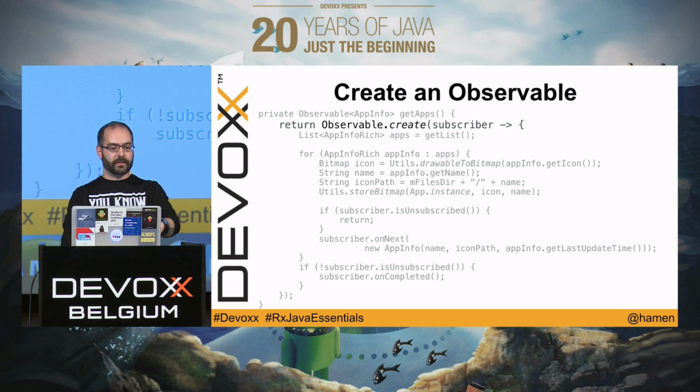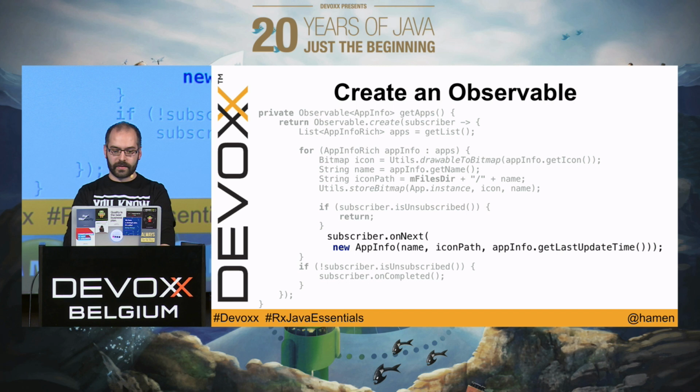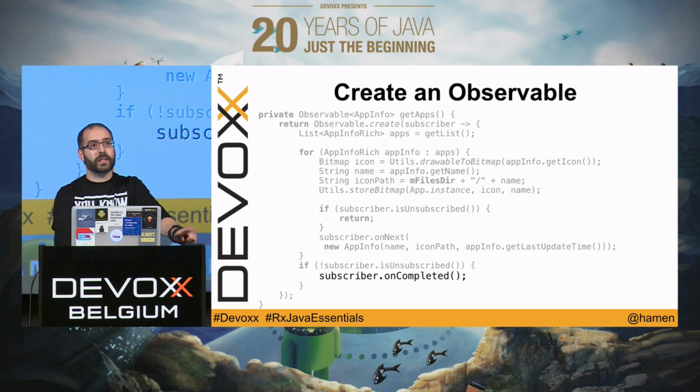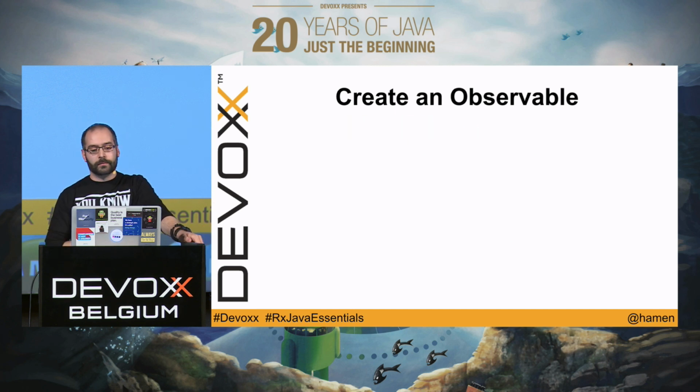We generate the data in a for loop for this example, and when we have a new item to propagate, we call the onNext and we push the data. When the sequence is completed, we use onComplete. So we are creating an observable from a list, iterating on the list. That's not the proper way.